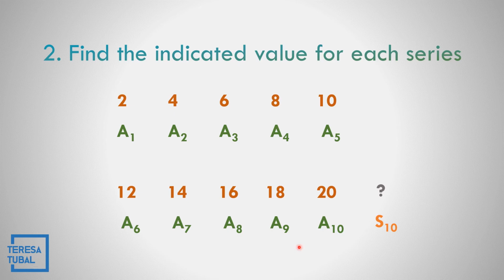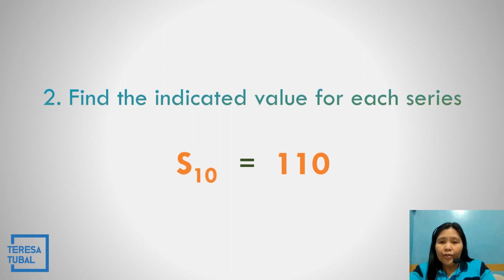If we add all, 2 plus 4 is 6. 6 plus 6 is 12. 12 plus 8 is 20. 20 plus 10 is 30. 30 plus 12 is 42. 42 plus 14 is 56. 56 plus 16 is equal to 72. 72 plus 18 is 90. And then 90 plus 20 is equal to 110. So the sum of the sequence is equal to 110.